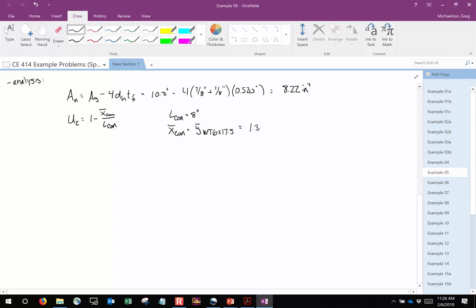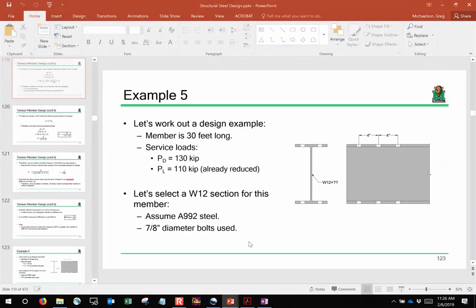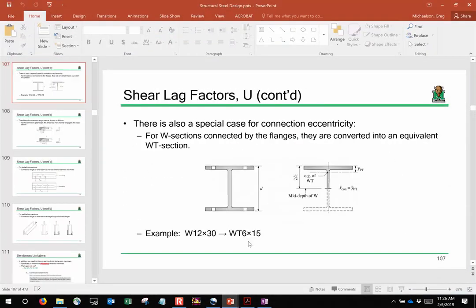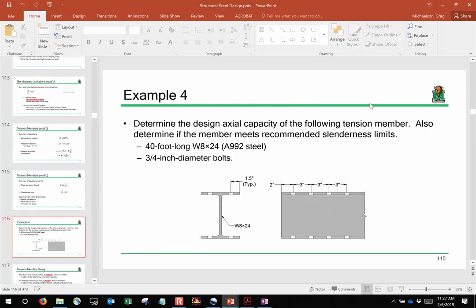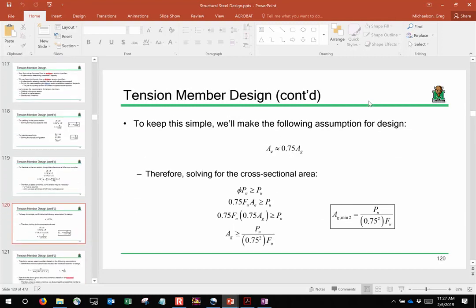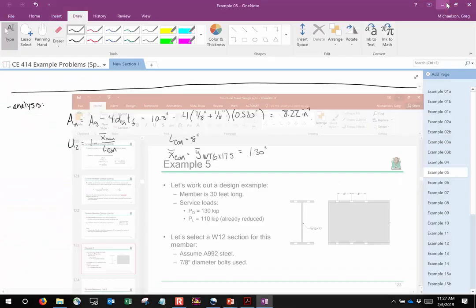What was the reasoning behind that again? Was it just like a trick? It's part of the empirical expression, but the idea is that if you have a section that's connected like this, the behavior is like half the load goes up here and half the load goes down there. But keep in mind, this is empirical. It fits the test data. You can't really derive it. It just is what it is. Go back to our problem.